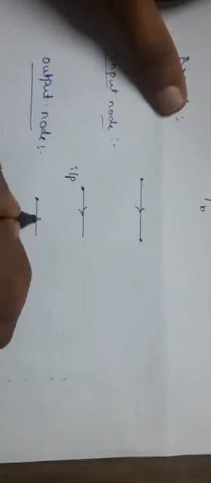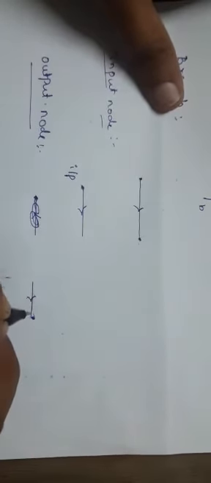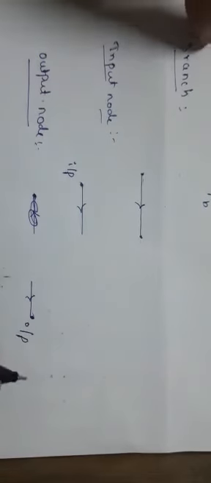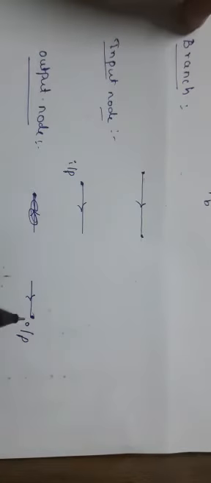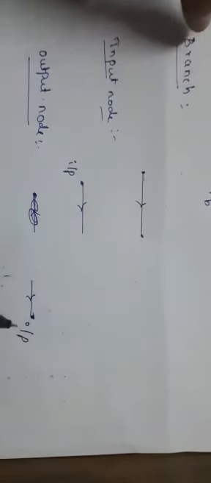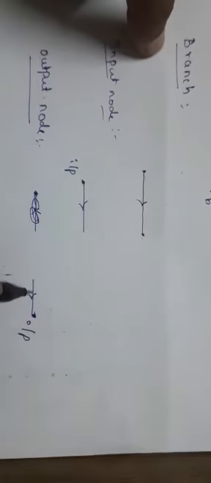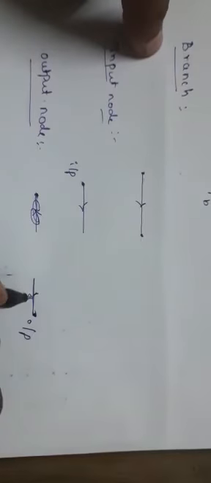Next is output node. This is a node where all the signals are incoming, which means all the signals end at this point. There is no outgoing signal from this one. All the signals will end at this point, that is called the output node.